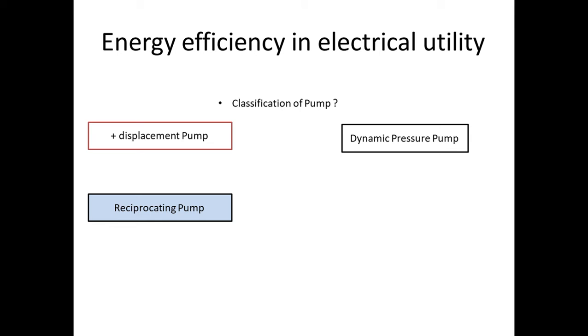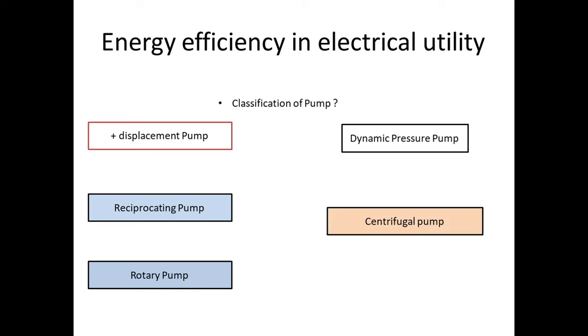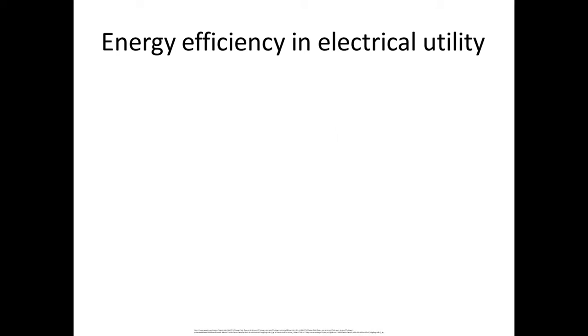If we talk about the positive displacement pump, then the reciprocating pump is an example, and the rotary pump is also an example of a positive displacement pump. Then the dynamic pressure pump has the examples of the centrifugal pump and the propeller pump. These two are examples of dynamic pressure pumps.